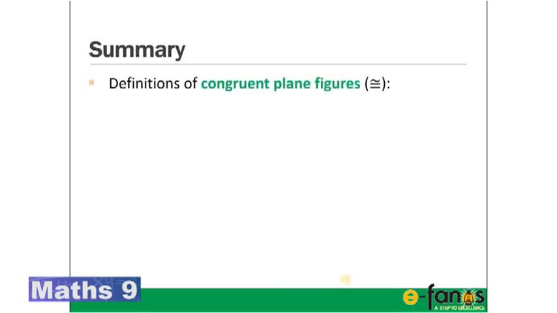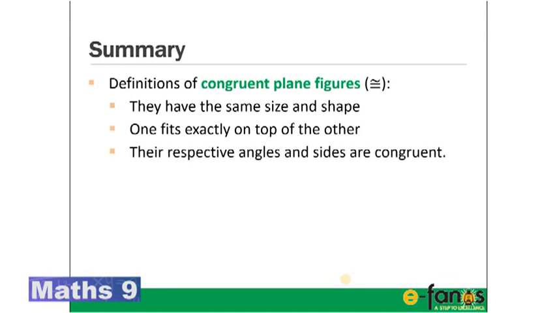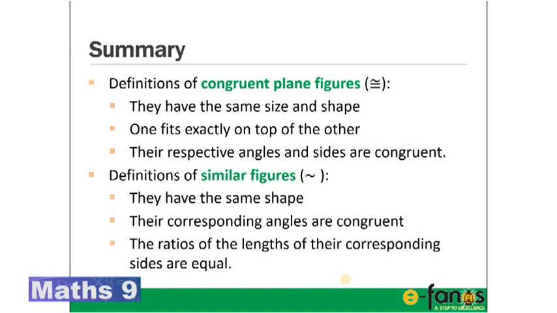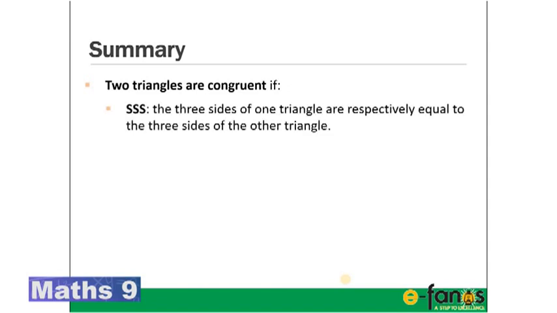To summarise, the definitions of congruent plane figures are that they have the same size and shape, that one fits exactly on top of the other, and that their respective angles and sides are congruent. The definitions of similar figures are that they have the same shape, and that their corresponding angles are congruent. The ratios of the lengths of their corresponding sides are equal. Two triangles are congruent if SSS, the three sides of one triangle, are respectively equal to the three sides of the other triangle.